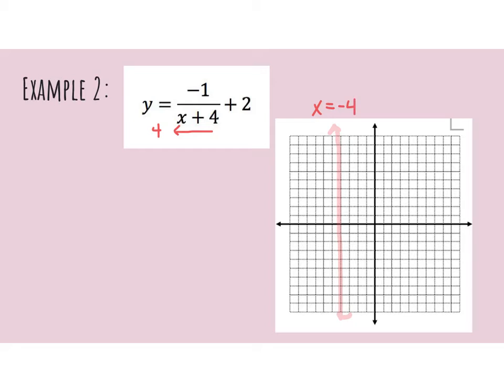The vertical shift gives me the location of the horizontal asymptote. This is moving up 2. Therefore, my horizontal asymptote is going to be at y equals 2.